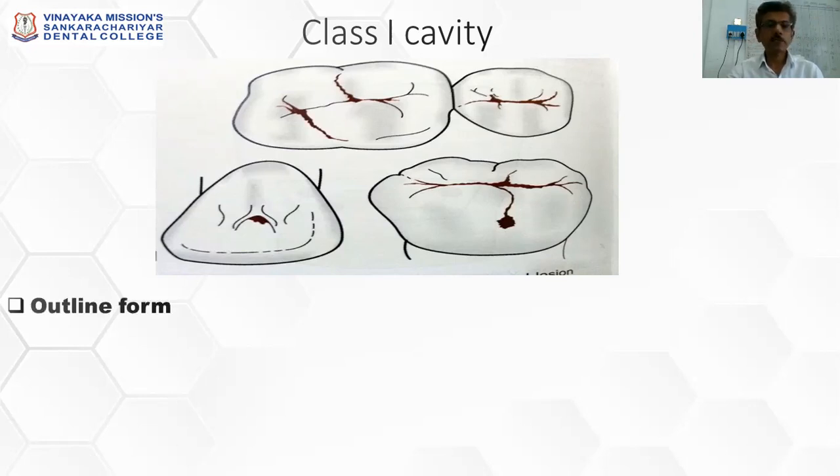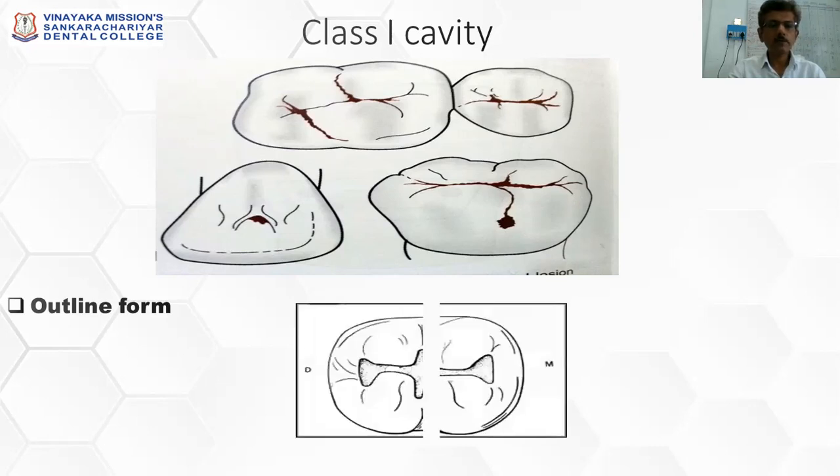Now, the steps basically, as we know, we'll just come to the steps. One is the outline form. Now, when one talks about an outline form, there are a huge number of factors that really determine the outline form. We will not get into the details of it since it's already been covered way back in your preclinicals. But to enumerate, there are over 2 dozen of them. Most important being the extent of the caries.